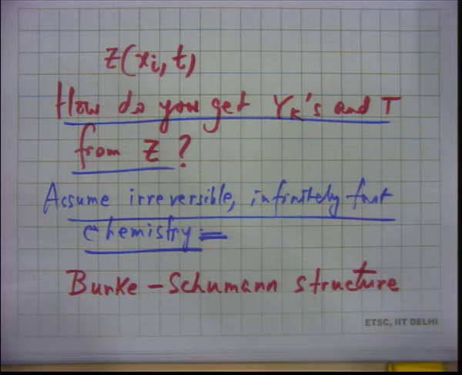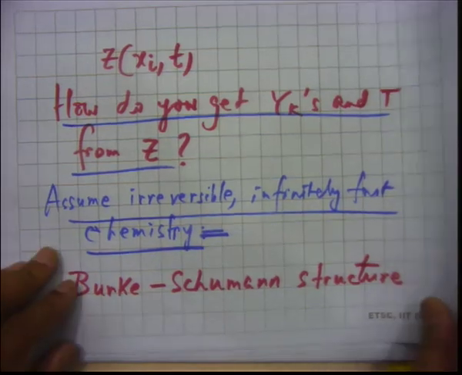So, they developed this theory based on infinitely fast chemistry, and a lot of later developments in diffusion flame theory are based on what Burke and Schumann had done. So, this is a Burke-Schumann structure. We refer to this Burke-Schumann structure as the one for infinitely fast irreversible chemistry.